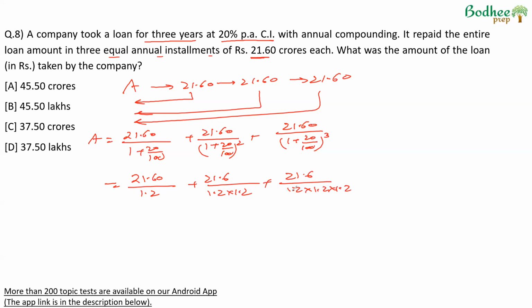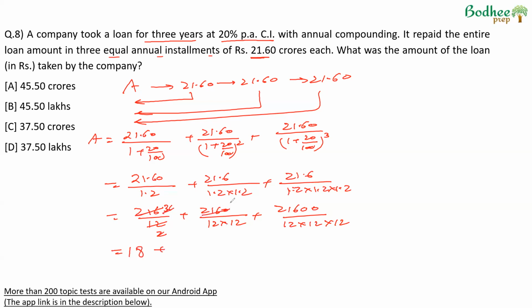I am just accommodating for the decimals first, and then I'll try to divide. This can be written as 216 upon 12, plus 2160 upon 12 into 12, plus 21600 upon 12 into 12 into 12. Now 216 is 6 cube. So if we divide by that, we get 36 here and 2 here, so 18.